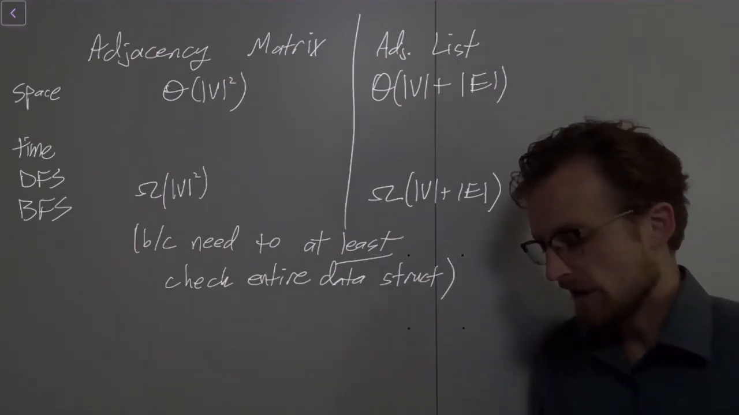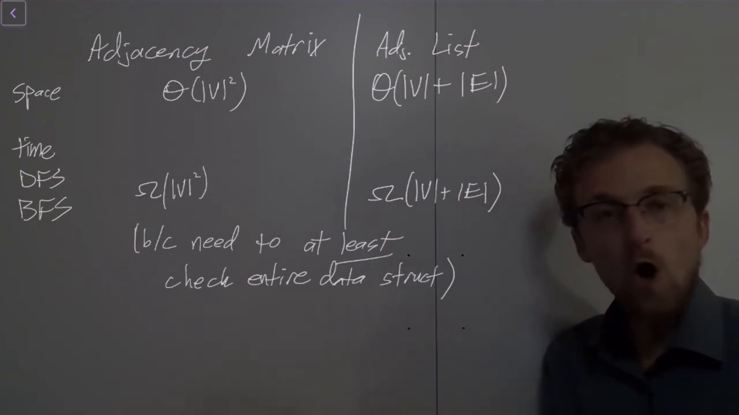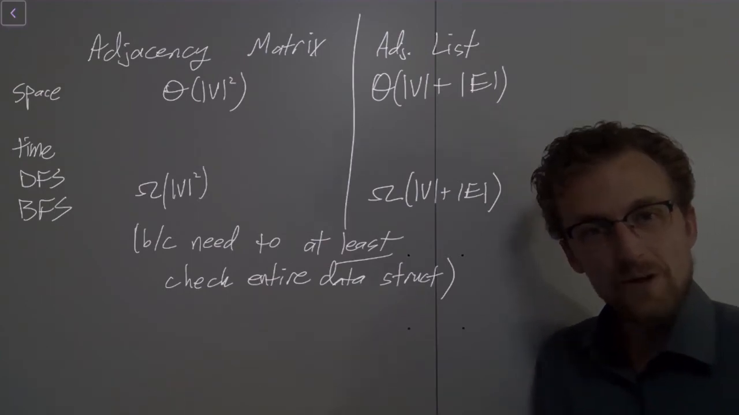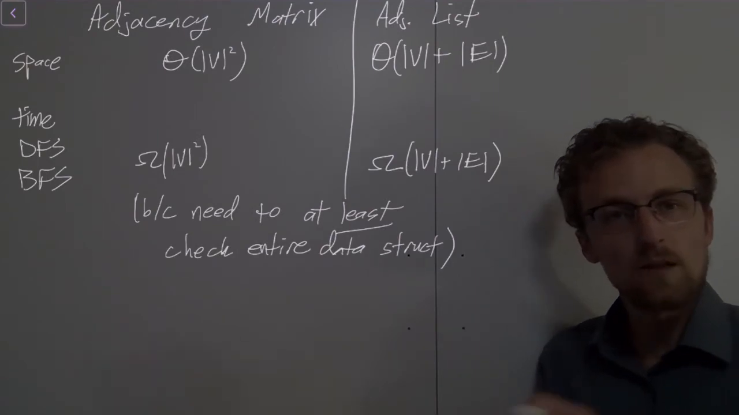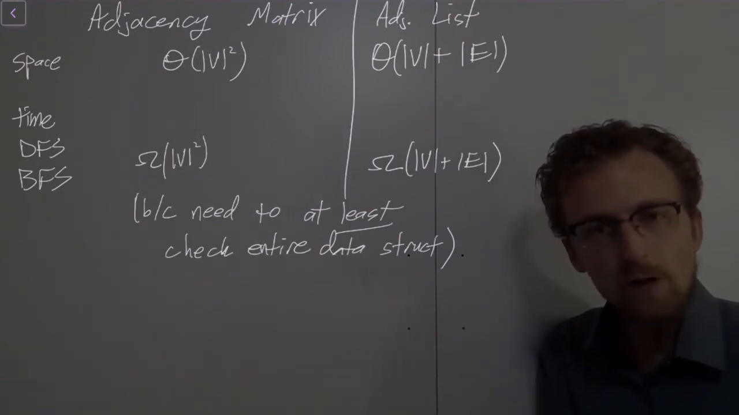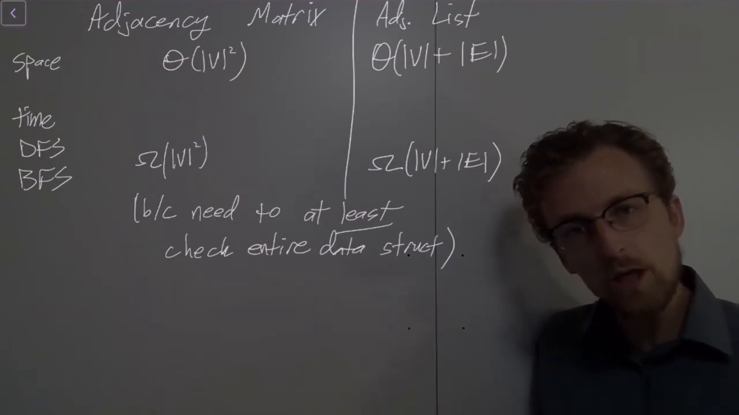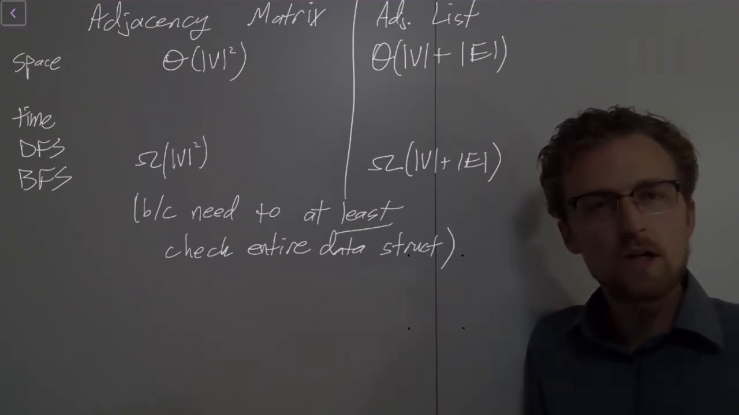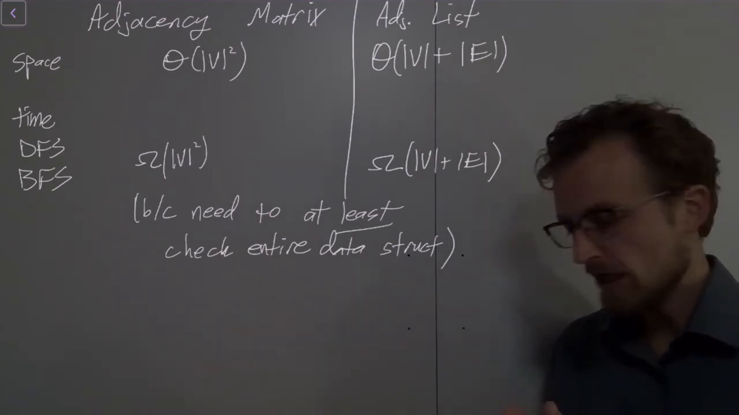So the question is, can we argue that DFS and BFS are also no slower than these expressions here? It turns out we can. This can be clearer if you look at the pseudocode. I highly encourage you to go look at the pseudocode in the book and read the book's explanation for why this is the case as well. But I'll give you the informal flavor of it here.